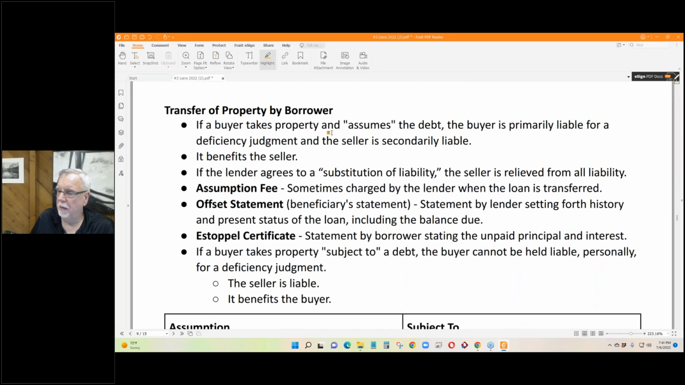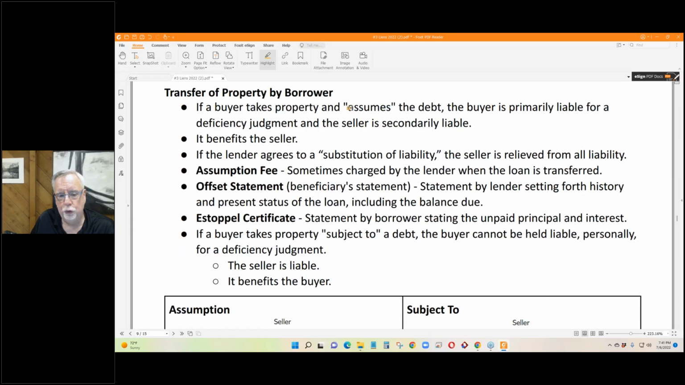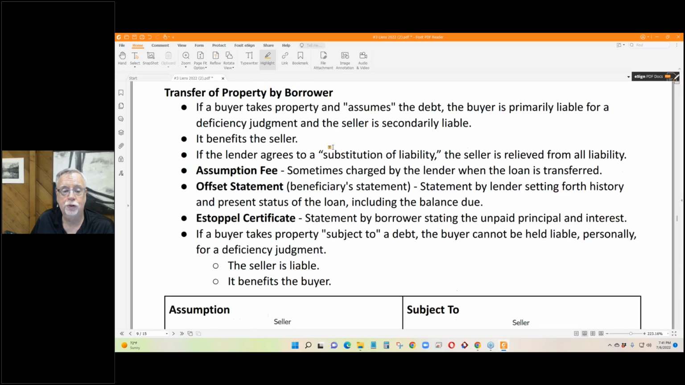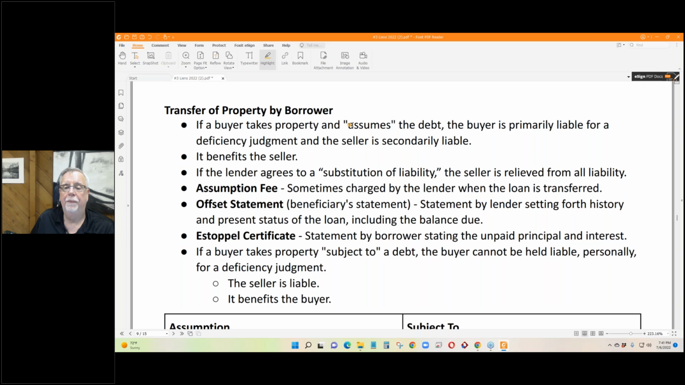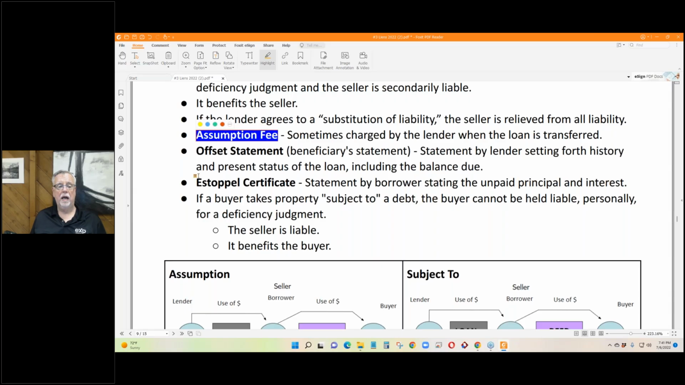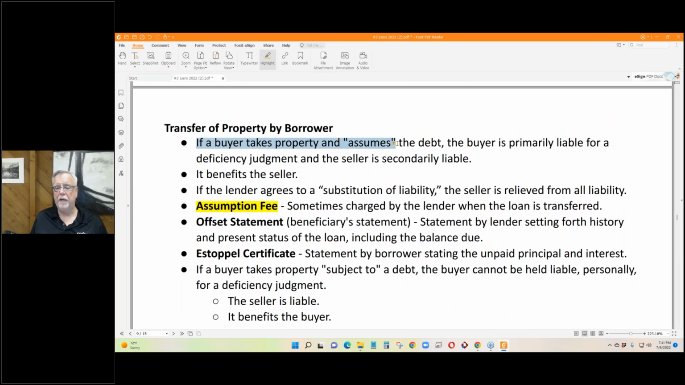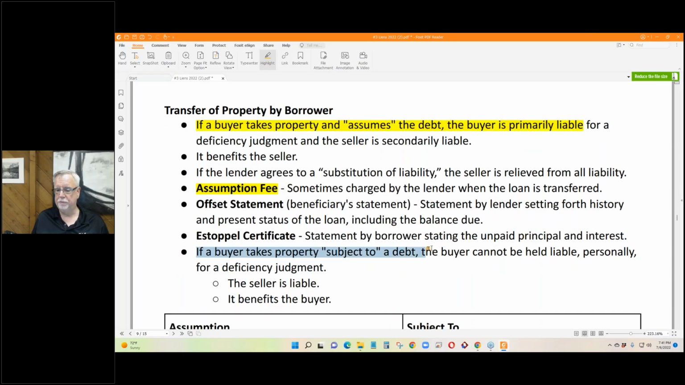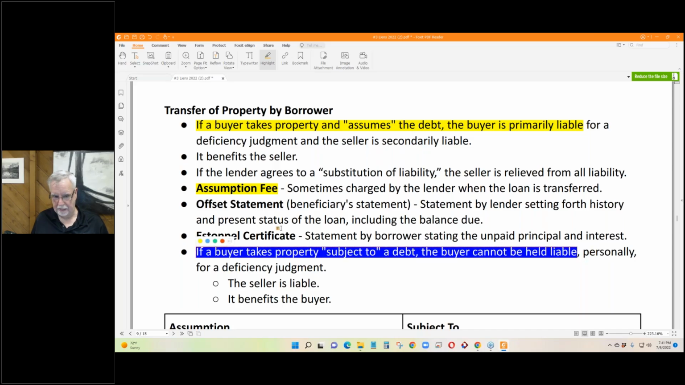Transfer of property by the borrower: you can either assume or take something subject to. If you assume a debt, the buyer is primarily liable for a deficiency judgment, and the seller is secondarily liable unless there's a substitution of liability. There's an assumption fee that's usually involved whenever you do that. If a buyer takes property and assumes the debt, the buyer is primarily liable. If a buyer takes property subject to the debt, the buyer cannot be held liable.